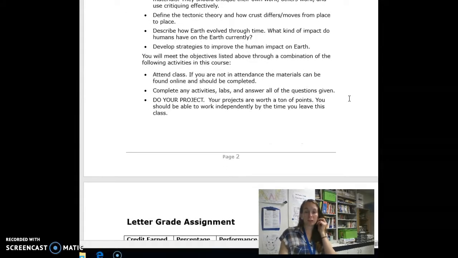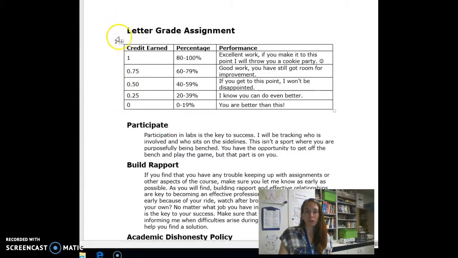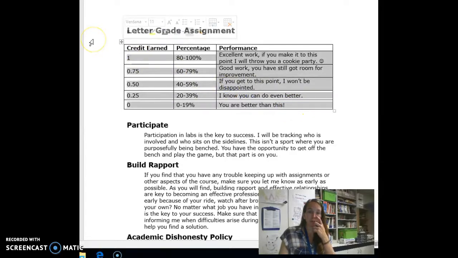So you're going to want to attend class. If you miss a class, not a big deal. Again, everything's on Canvas. You can see right here that if you want to earn a certain amount of credit, you have to do a certain amount of work, okay? The points in this class will vary, but I'll tell you right now that 80% is doing most of the work, okay? If you think you can get a 1 by doing half of the work, you're wrong, okay? It's not going to happen.